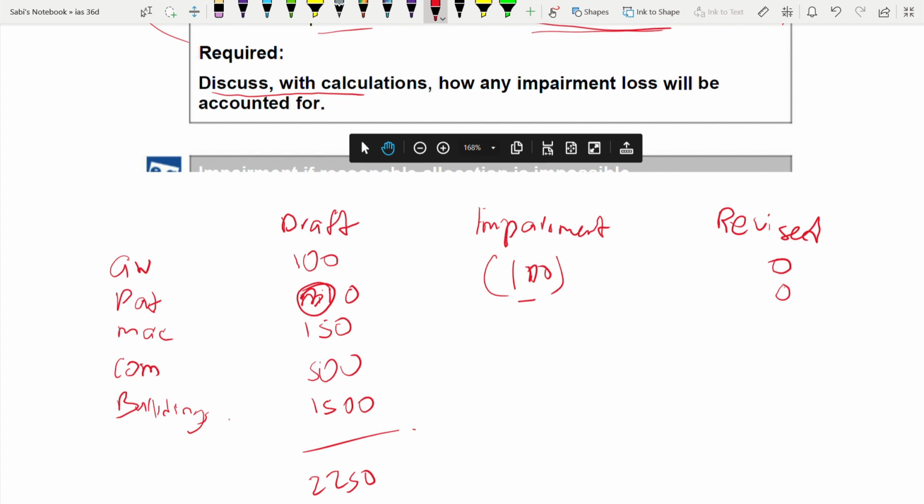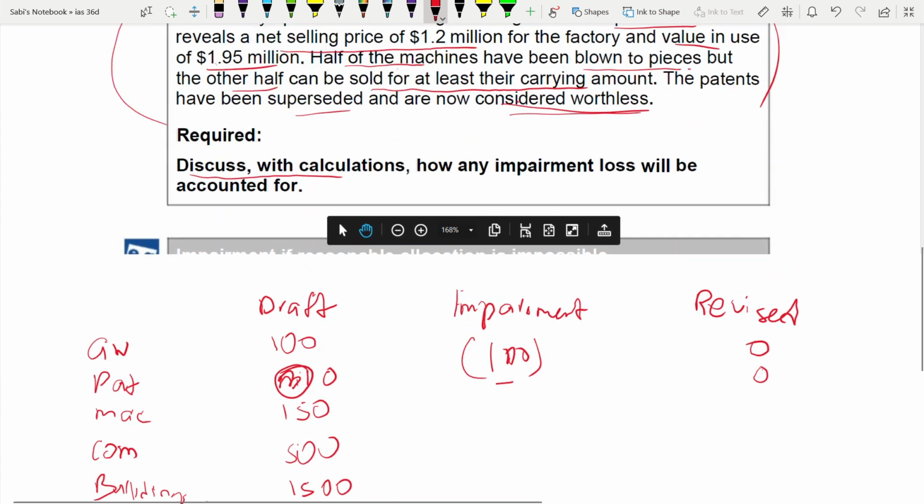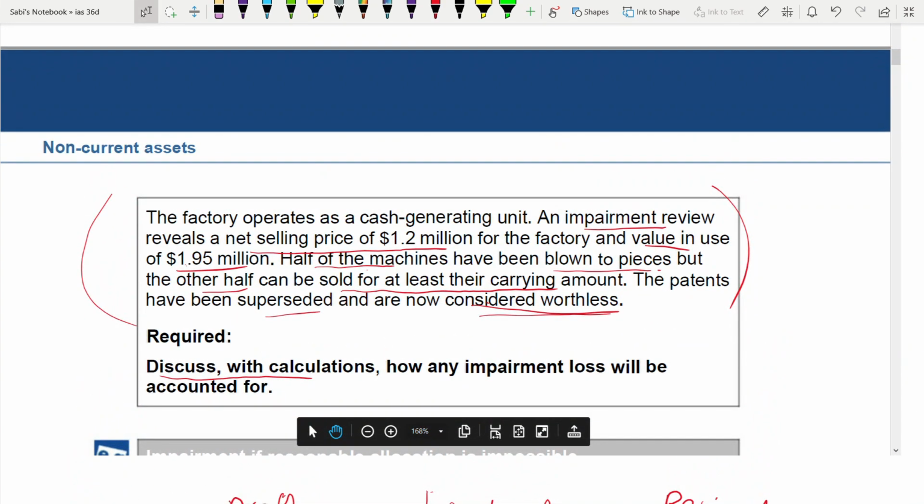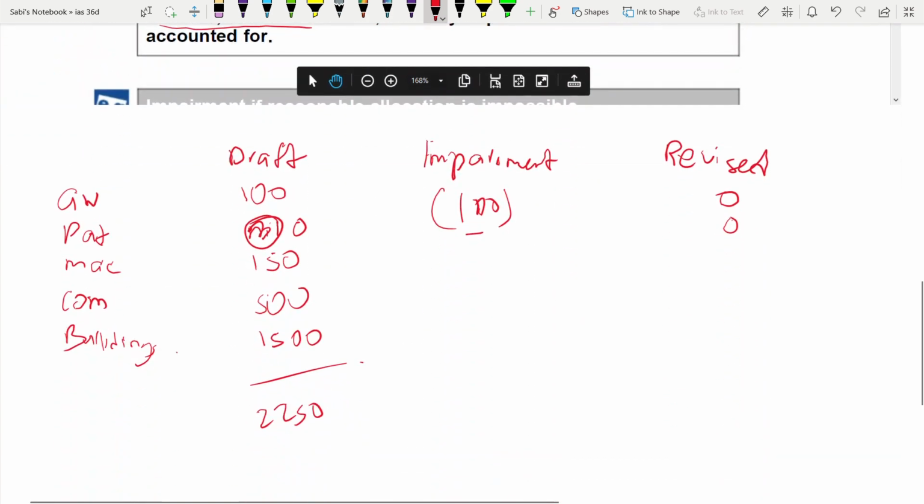Coming to machines. Machines, they told half of the machine has been blown to pieces, but the other half can be sold at least for their carrying amount. So machine, you can take this 150. It will be 150. Because already you have taken only half. So impairment is only against these two. When you're taking impairment, you can only allocate against these two.